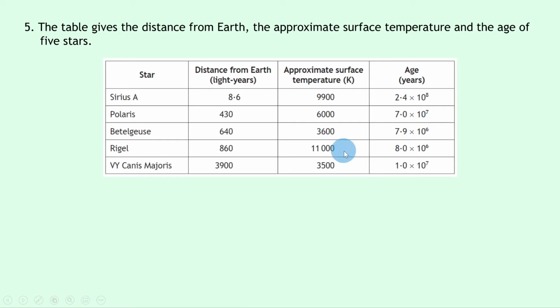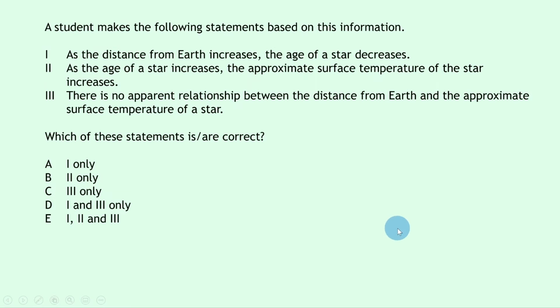then that suggests that this 11,000 Kelvin should fit in between these two numbers here, 3,600 and 6,000, but it doesn't because it's obviously much bigger than even the 9,900 here. So we can see that that pattern does not hold. So we don't have that as the age increases, the approximate surface temperature increases. So that is also going to be false.